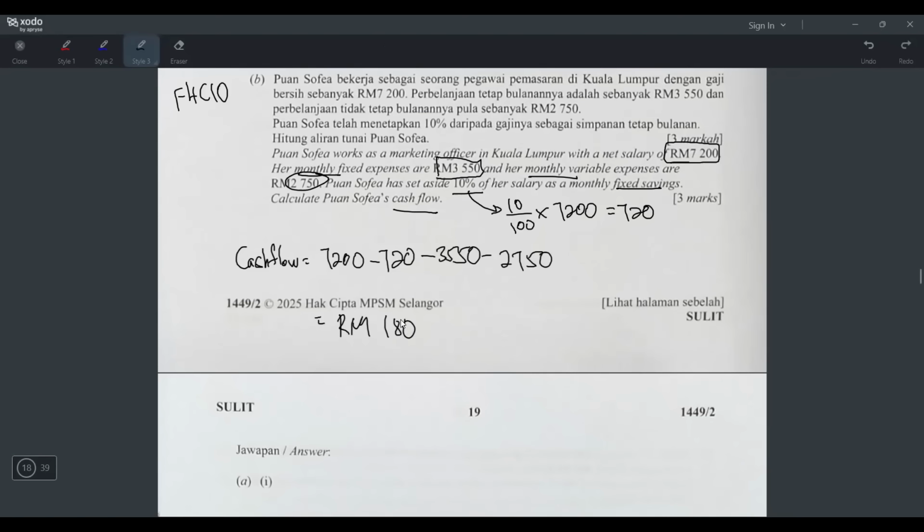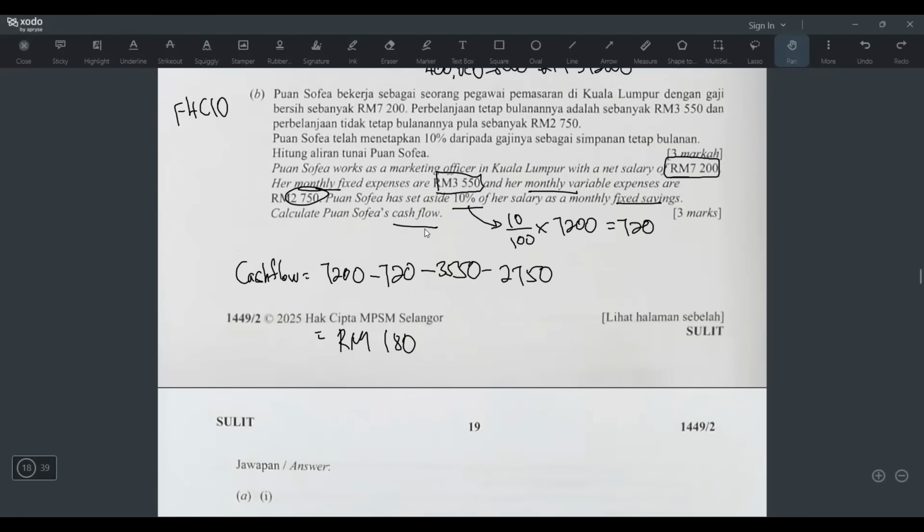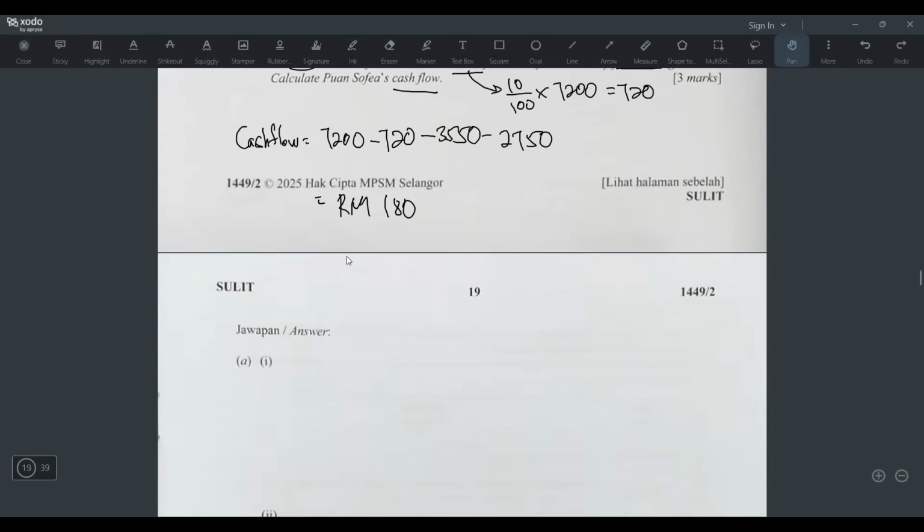Okay. All right. So the question asks us to calculate cash flow only, right? They never say to explain anything. So I just calculate the cash flow. That's all. So that's it. It's quite simple.